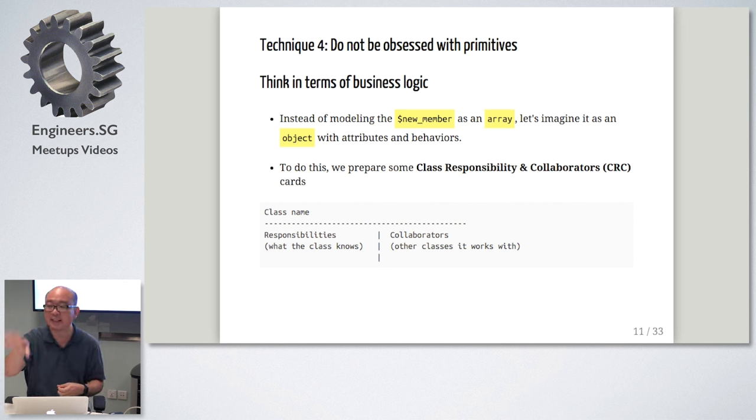So basically what this class knows and what this class is responsible for, you write it down on the left column, and the collaborators, what you actually have to work with, you have to instantiate or work with or have to rely on, for example. And these are your collaborators. Who are these other classes that you work with?